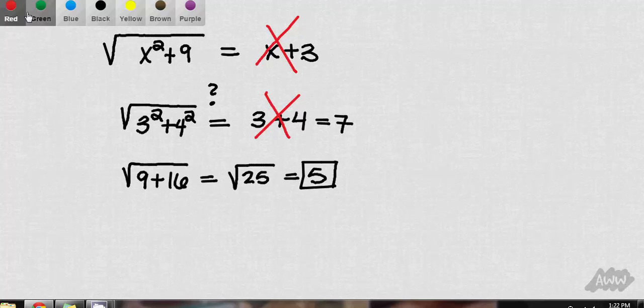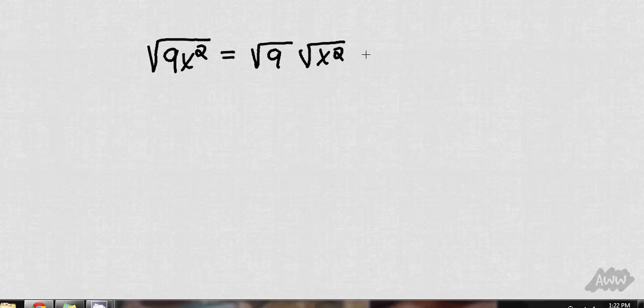So the point here is that if we have a sum under a square root, we cannot split it up, just like when we had a sum inside a square. One more point. What if we have the square root of 9x squared? Now what I have is a product under a square root. And we can actually split this up. I can say this is the square root of 9 times the square root of x squared. The square root of 9 is 3, so I get 3 times the square root of x squared. And that's actually going to give me 3 times the absolute value of x.